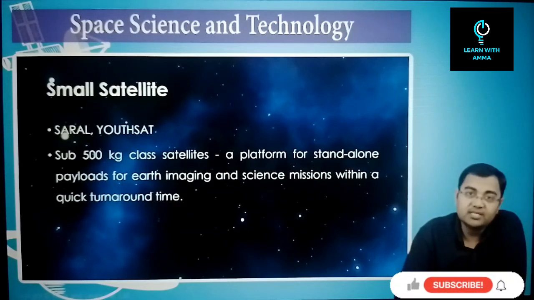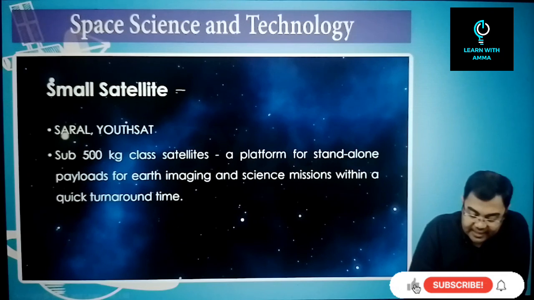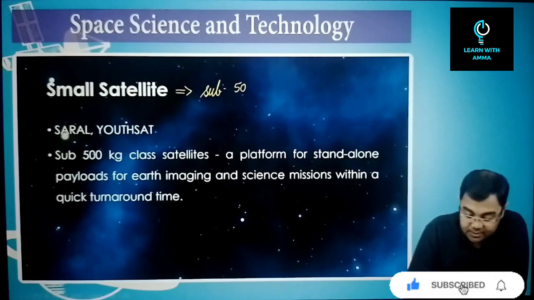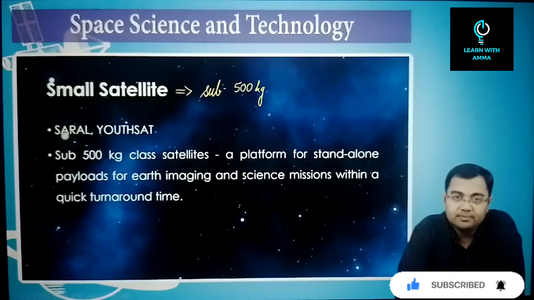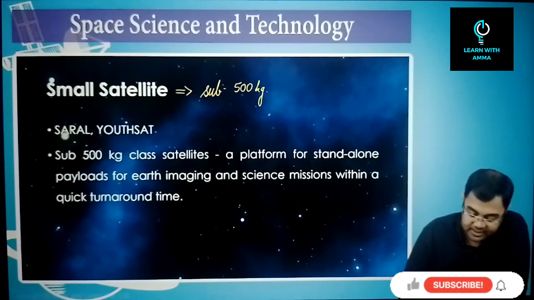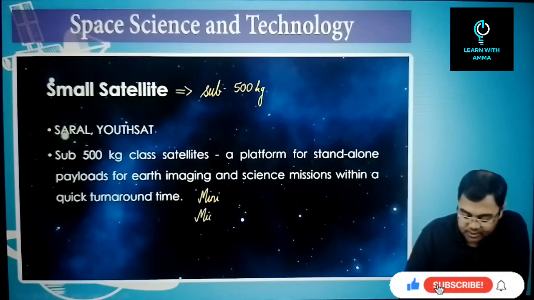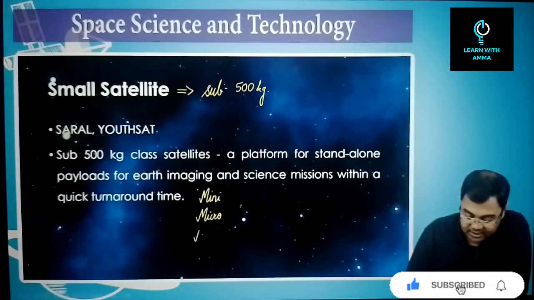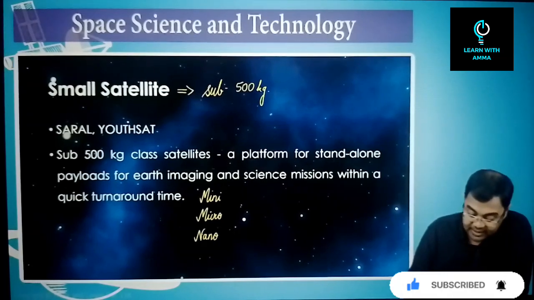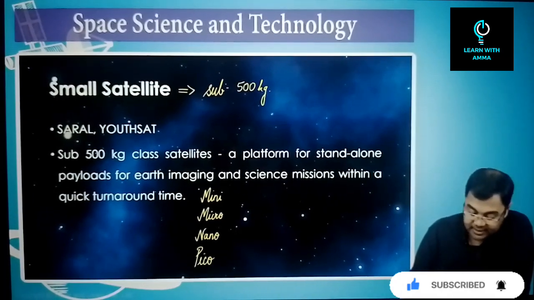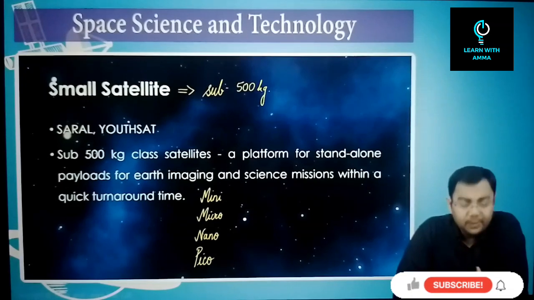Then we have small satellites. Small satellites are the satellites which are, you can say, in the sub 500 kg range, meaning the satellites which weigh less than 500 kg. Here you have a lot of satellites. You have satellites which can be called mini satellites. Then you have satellites which are called micro satellites. Then you also have the nano satellites we just discussed. We also have satellites which are called pico satellites. So how do we define all these?